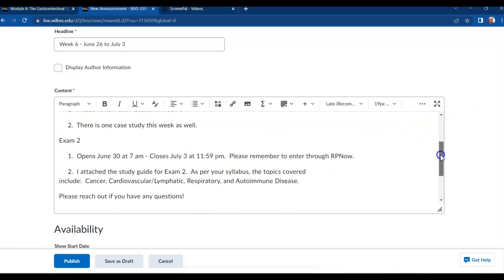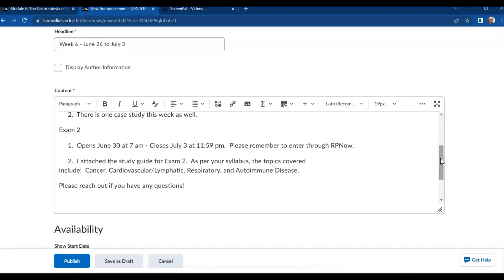And I recopied all the material for exam 2. So that opens June 30th, closes July 3rd. Please remember to use RP Now. Enter through that. If it asks for a password, you've forgotten to use RP Now. So go back in and go through RP Now.